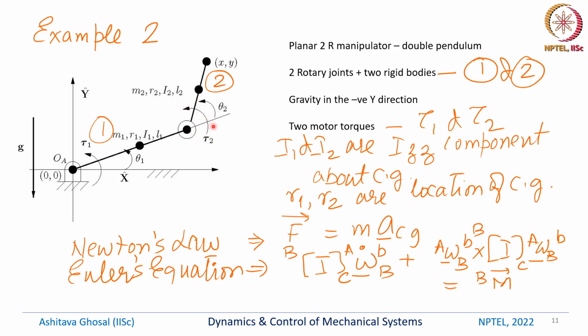We want to find the equation of motion for this very simple planar 2R manipulator or double pendulum. So we will apply Newton's law, which is force equals mass times acceleration, and Euler's equation, which is that I alpha plus omega cross I omega is the net external moment. Remember we are using matrices and vectors, so they had better all be in the right coordinate system.